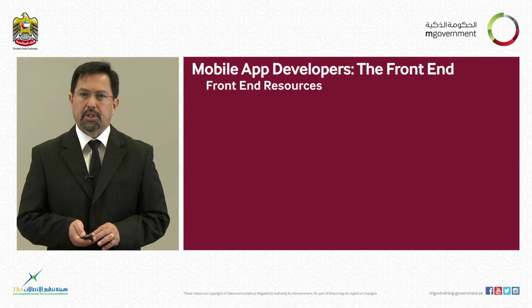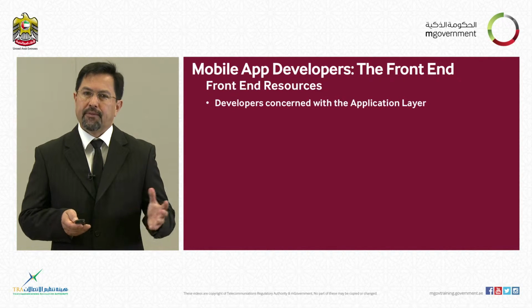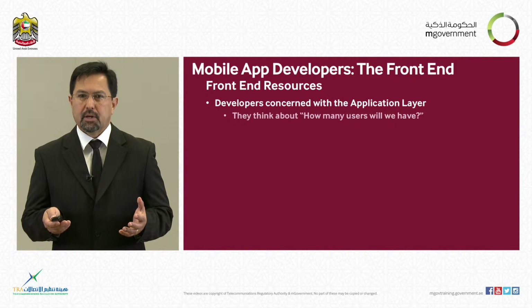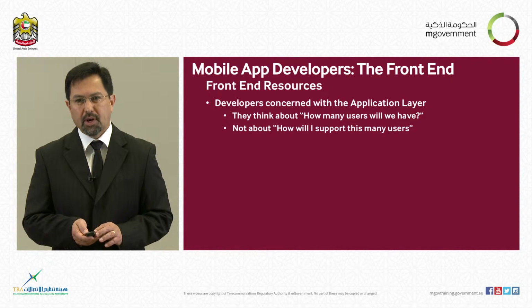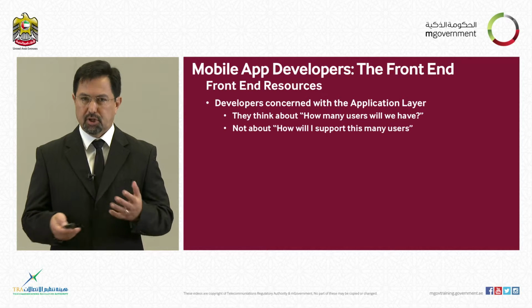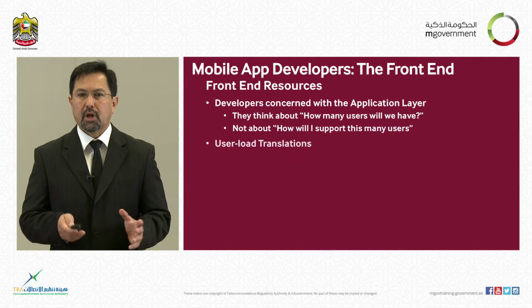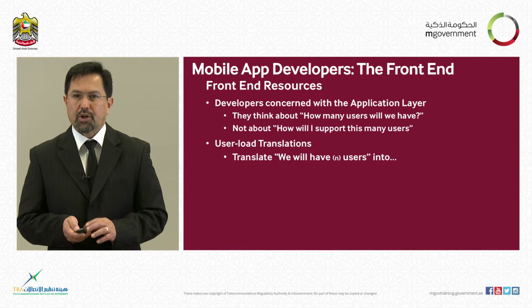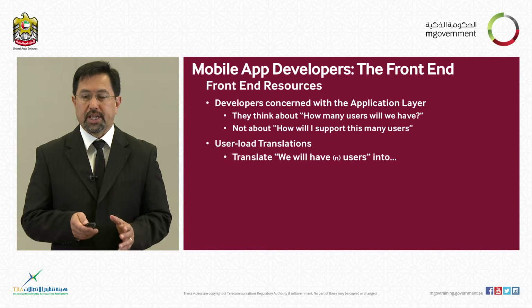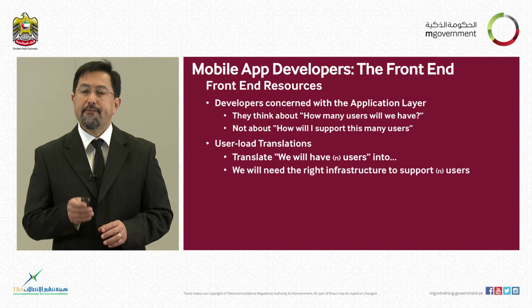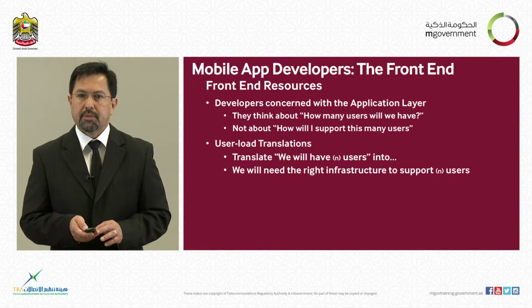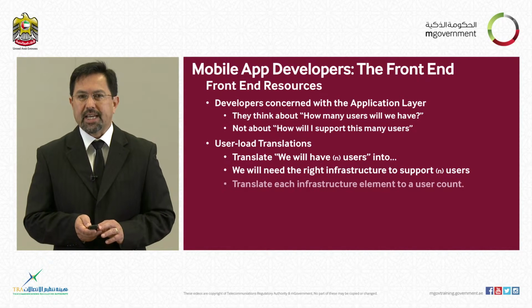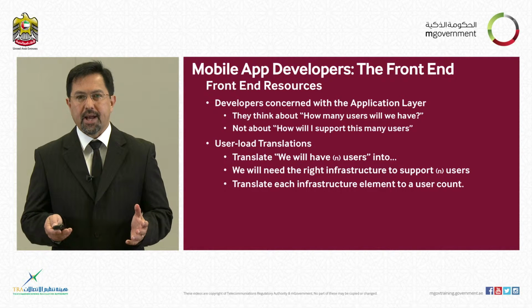Mobile app developers on the front end think of the front end resources in terms of how many users will we have, not about how will I support this many users. So here's some good tips to do some user load translations. So translate from we will have n users into we will need the right infrastructure to support n number of users. Here's an example. Translate each infrastructure element to a user count.